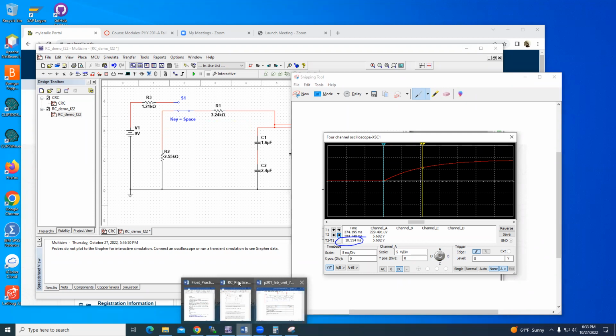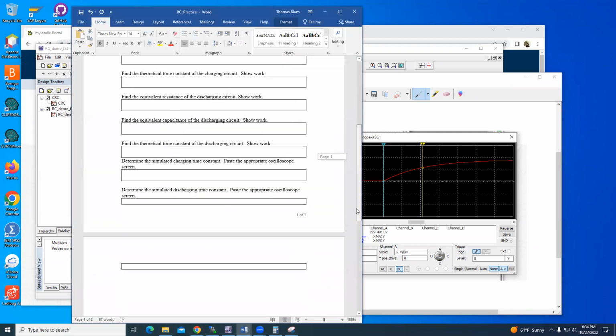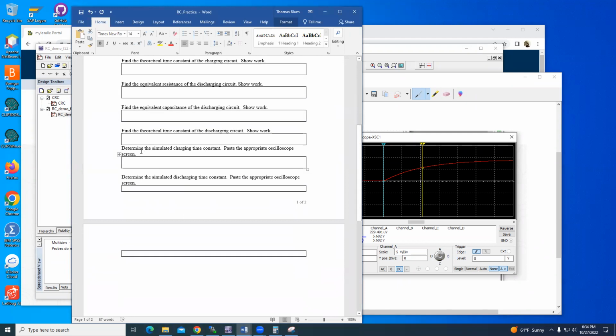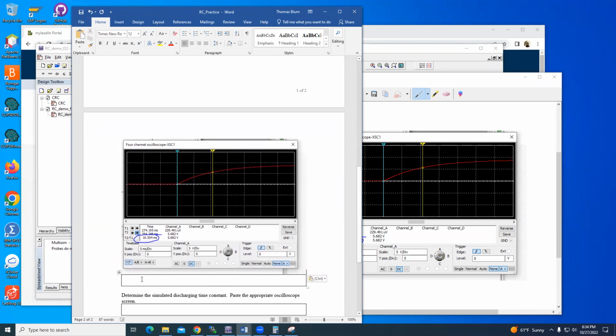So here's my RC practice, and I'm doing it. Determine the simulated charging time, paste the appropriate oscilloscope screen. So that is here. There it is. And so then you can either circle it in the picture, or you can just type it out here, but you need somehow to indicate to me, not just that you can have some oscilloscope screen, but that you know what to get from that screen.